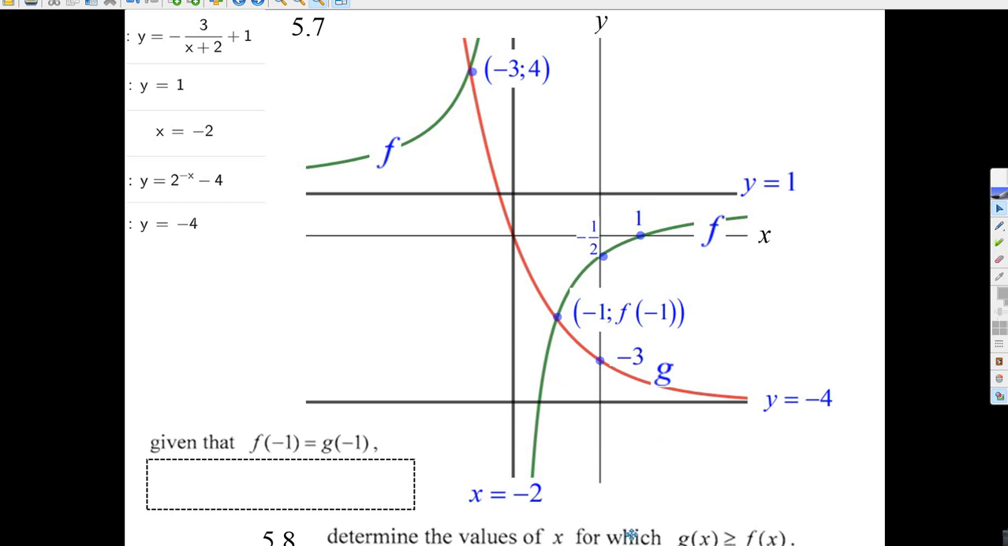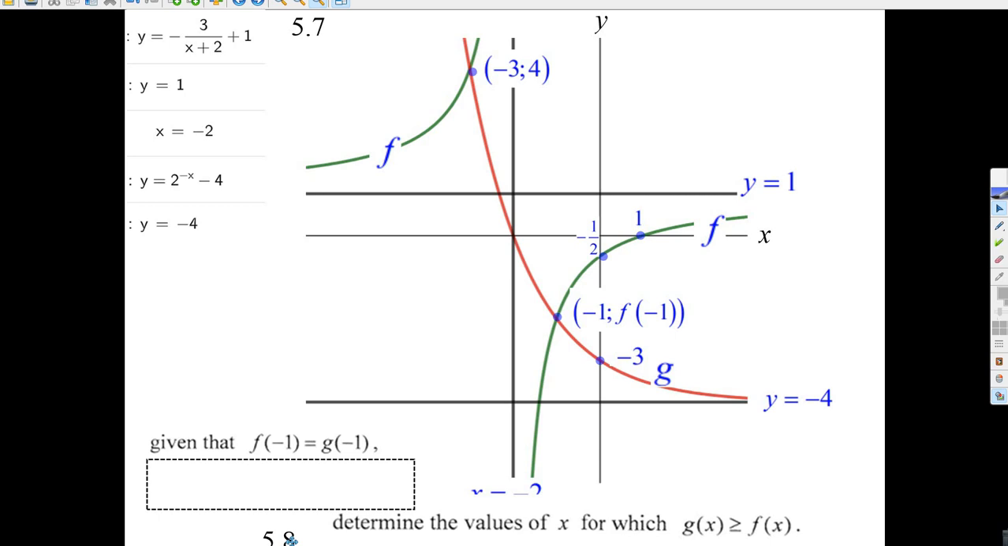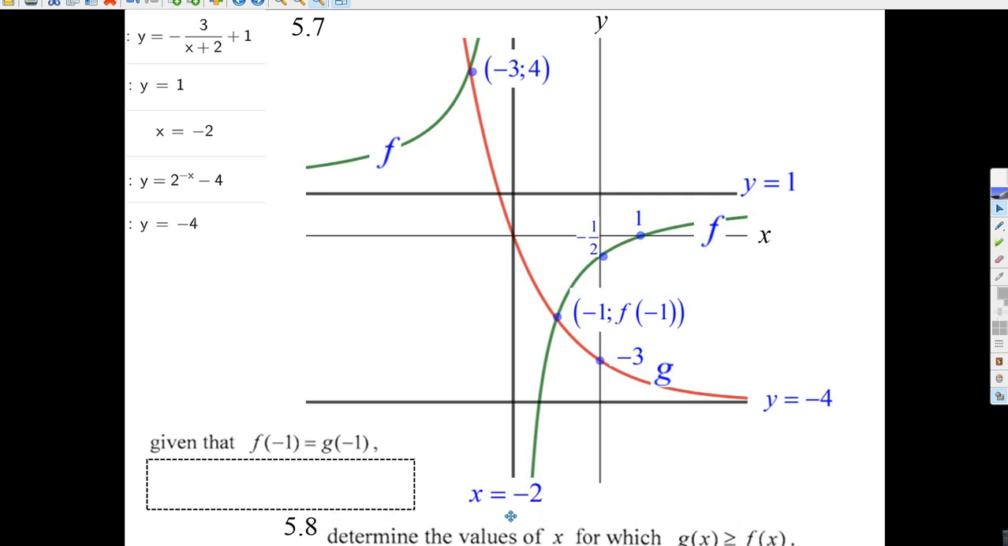The last question, they say, we've sketched the thing, determine the values of x for which g is above f. And they tell you that f of minus 1 equals g of minus 1. That, in other words, they cross at minus 1. Well, the question is, where is g bigger, above f? Well, I can see between minus 1 and minus 2 right here. That's where it's bigger.